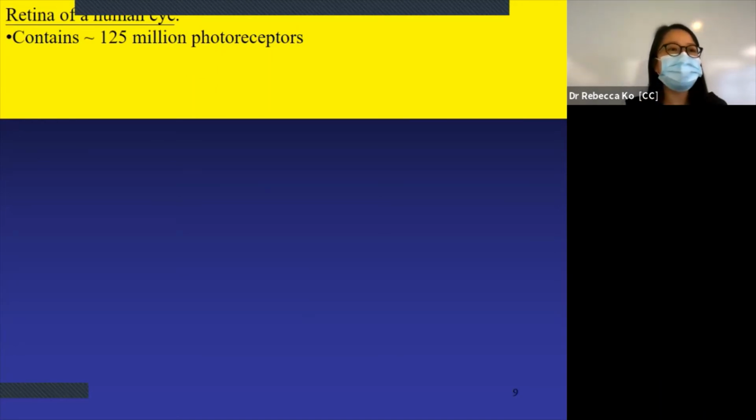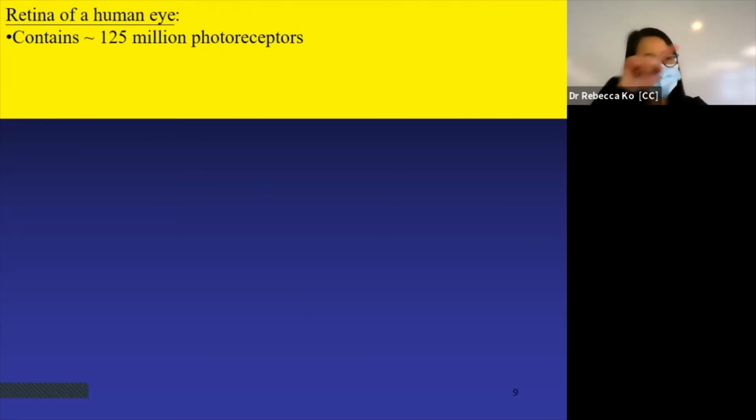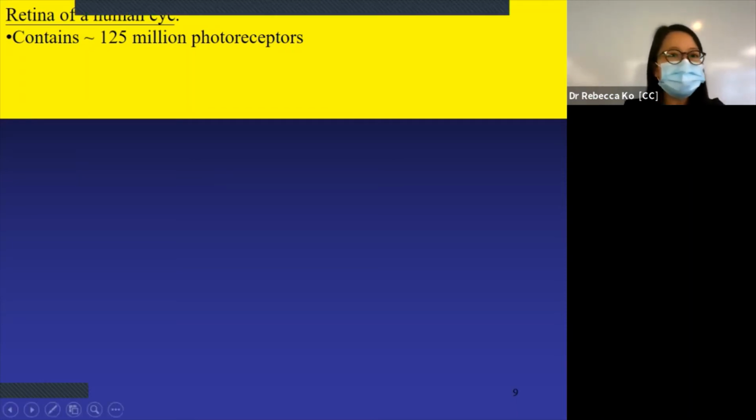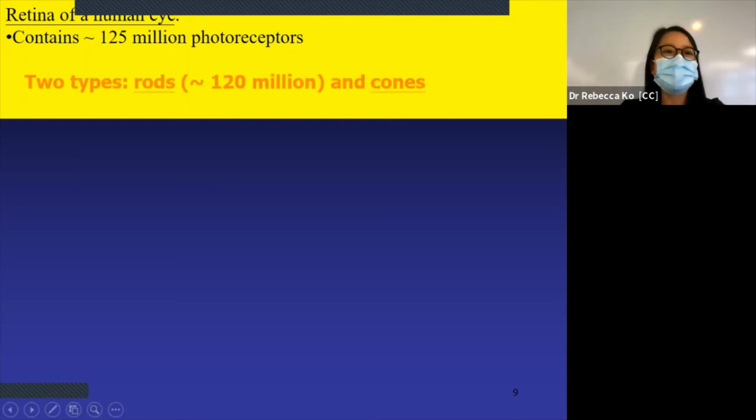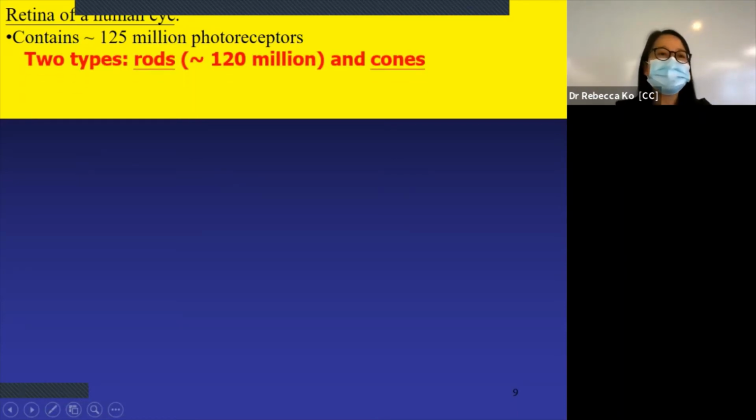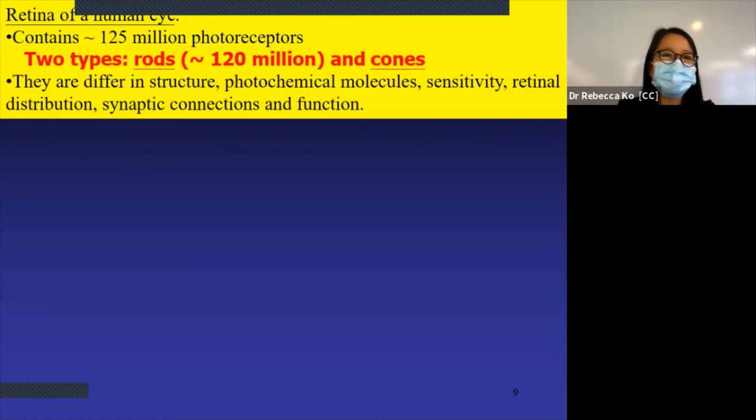And I would say, on the retina, that is the layer in the eyeball, it contains many photoreceptors, around 125 million. And there are two main types. One is rods, the other is cones. And these two types of photoreceptors have different functions. They have different structures, they have different chemicals in them, and so the light sensitivity is different.